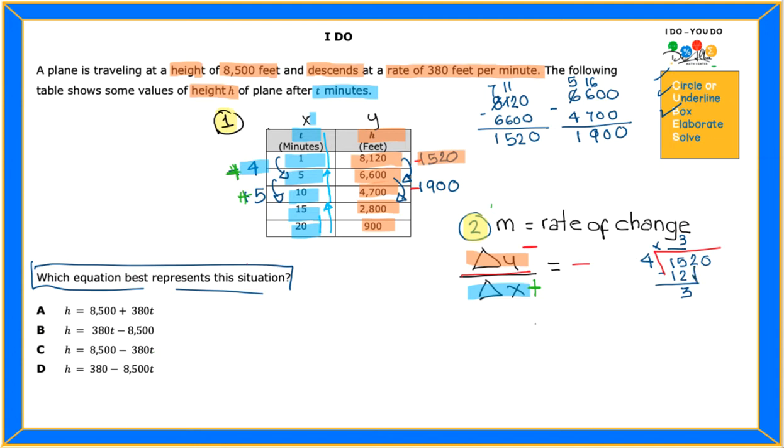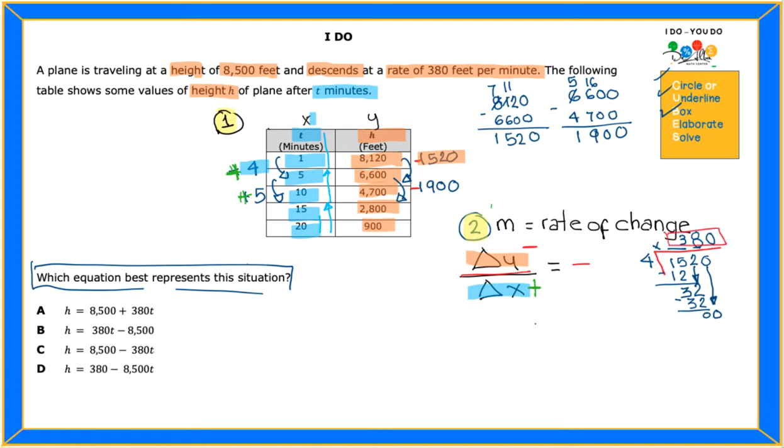We bring down the 2. Now 4 into 32. Excellent. 8 times. 8 times 4, that is a 32. We subtract. We have one more digit to go. And that's a 0. 4 times what will give me 0? The answer is 0. So looks like our rate of change should be negative 380.